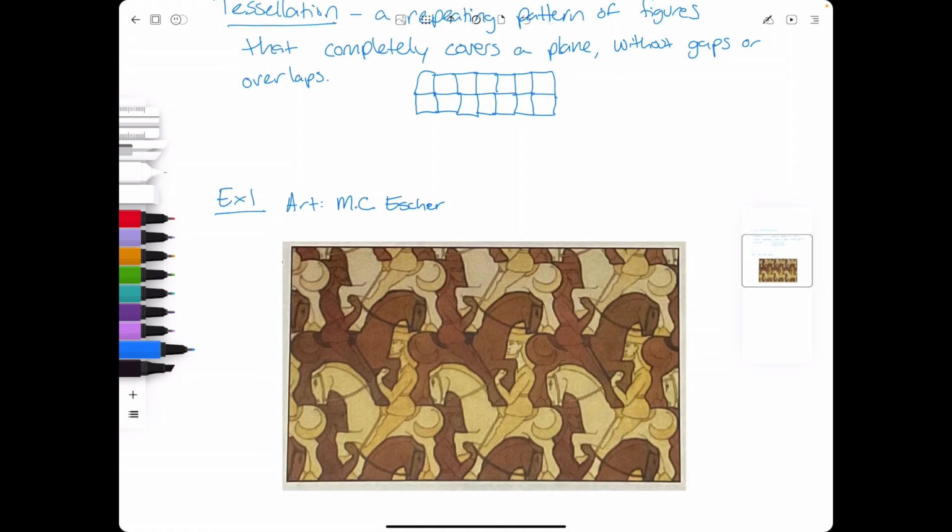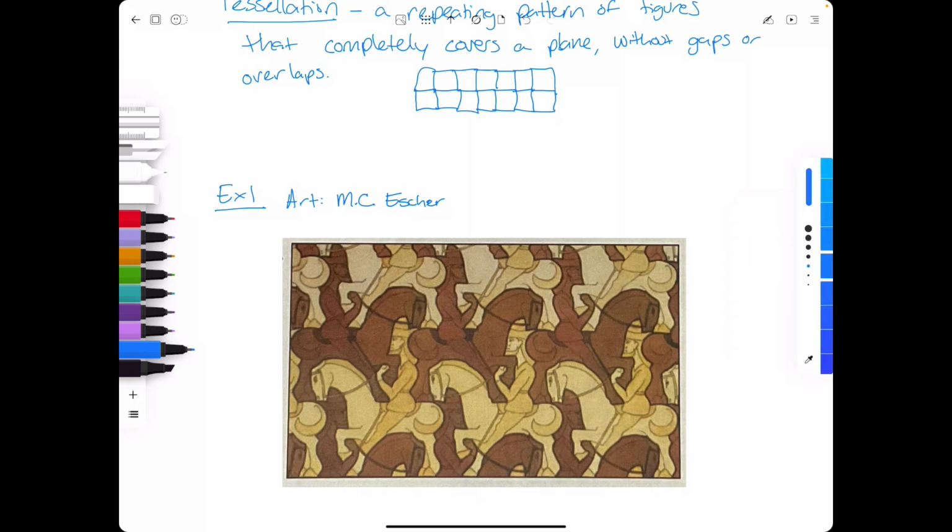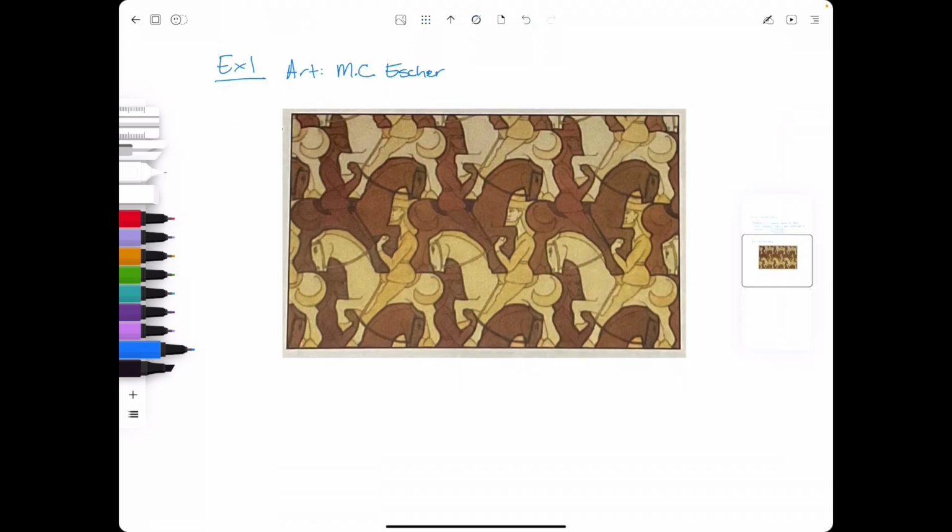So here in mine, it's pretty easy. It's a square repeated over and over and over. But can you find what is actually being repeated over and over? What piece? The brown horse facing one way and then the white horse facing the other way. Just that piece.